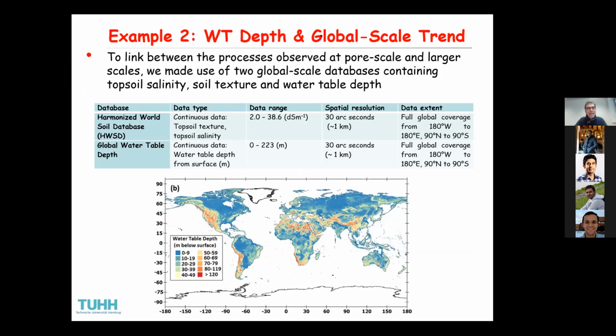To do that, we made use of two global scale databases that are available online. You can just go and download them. That is HWSD, where we can get the soil texture as well as topsoil salinity, that is the top 30 centimeters of soil around the globe, as well as the global water table depths, which provides information about the water table depth at any spot around the world. And that is the map of the distribution of the water table depths.